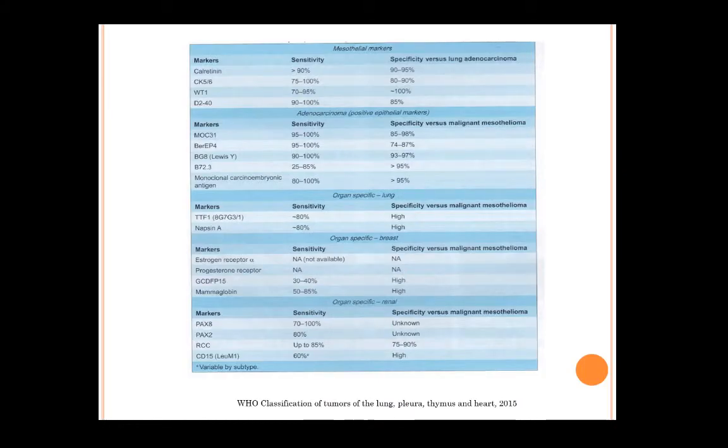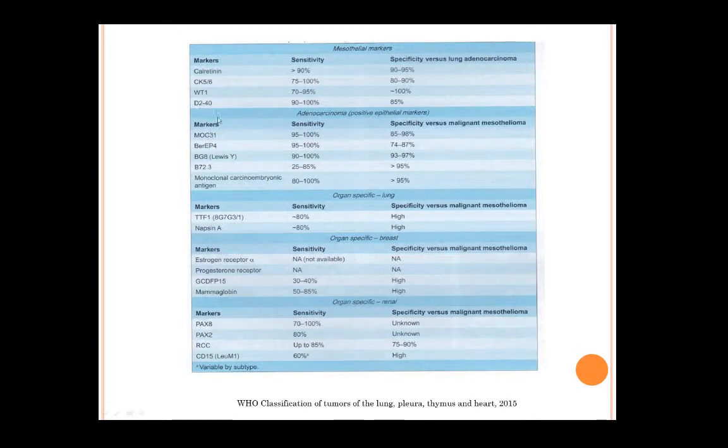mesothelioma. This table is from the WHO book of 2015, and these are the positive markers that we use for diagnosis of mesothelioma. Presence of two of these markers is not enough to make the diagnosis of mesothelioma. We need two negative markers to make the diagnosis. And these negative markers depend on the tumor that we consider in the differential.